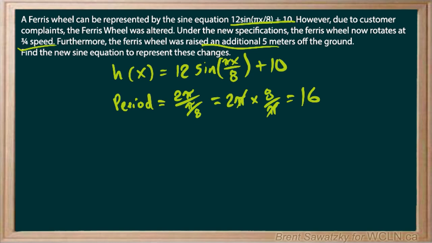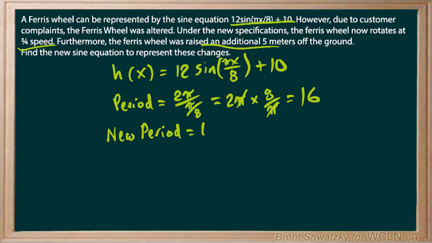Now, 16 what? We look back at our question. It doesn't specify the time and the units there. It could be seconds, could be minutes. So we'll just leave it as 16 units. Okay, so now we're going at 3/4 speed. So let's talk about our new period.